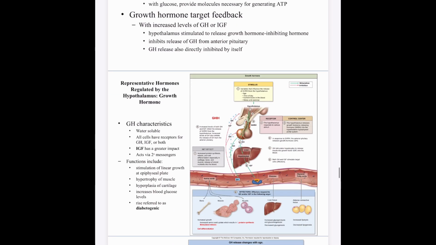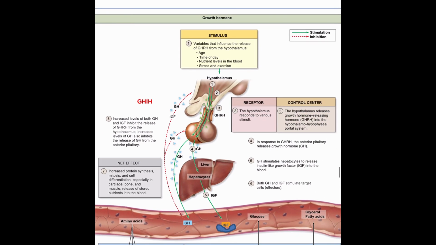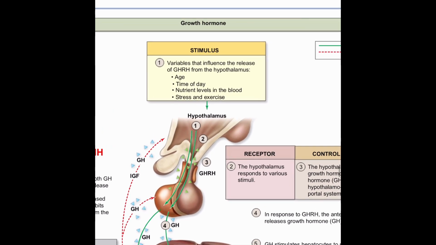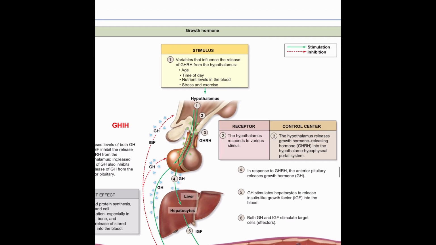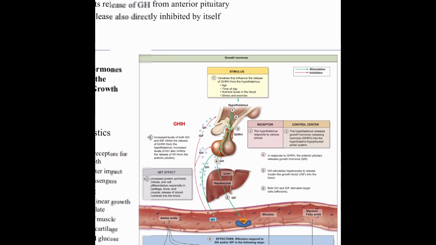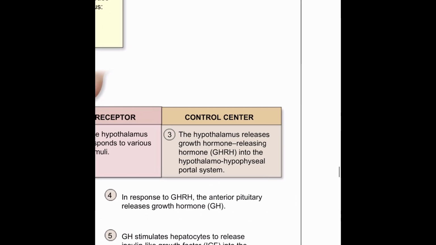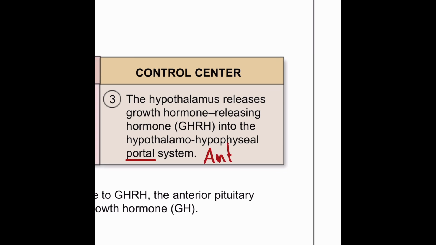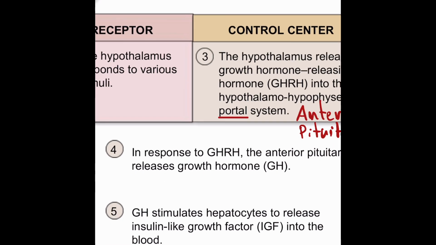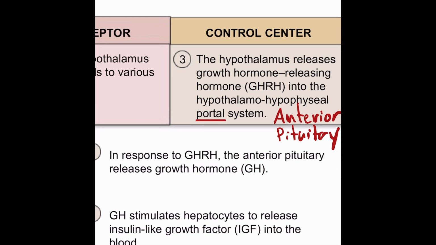And then I guess we would go here, where we know that the hypothalamus releases GHRH, right? So growth hormone releasing hormone. The hypothalamus responds to various stimuli, right? And it releases that into the hypothalamo-hypophyseal portal system. So if we're affecting the portal system, we're not affecting the posterior, but we're affecting the anterior pituitary, right? As mentioned earlier. So you can go back and review that. So in response to the growth hormone releasing hormone, the anterior pituitary will then release its growth hormone. The growth hormone stimulates hepatocytes.